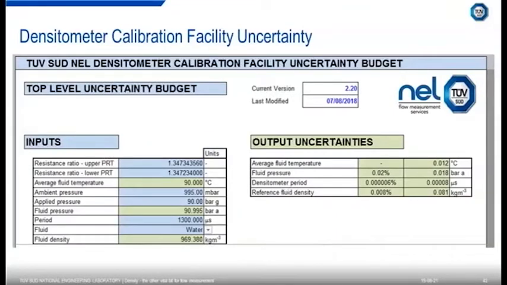What does that get us? Well, here's a snapshot from the uncertainty budget for the facility, and you can see for particular conditions I'm looking at here, 90 Celsius, 91 bar absolute pressure, reference fluid of water. The uncertainty in the calculated density at those conditions is 0.008%. So, we've got a good uncertainty on the reference fluid density there, and a very low uncertainty on the densitometer period. So we can get a very good calibration of the densitometer as a result.